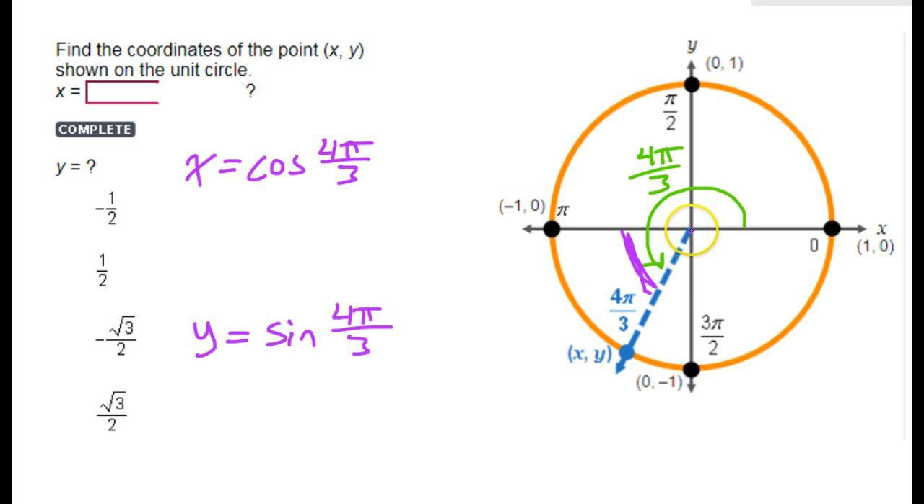Okay, so this blue line is the terminal side of the angle. But the terminal side forms a smaller angle called a reference angle right here. How big is this reference angle? Well, it's going to turn out to be pi over 3. And here's 2 ways that you're going to know that. Anytime you see a 3 in the denominator, that's going to be the reference angle. So 4 pi over 3, I know that the reference angle is pi over 3. If it was 5 pi over 3, the reference angle would be pi over 3.